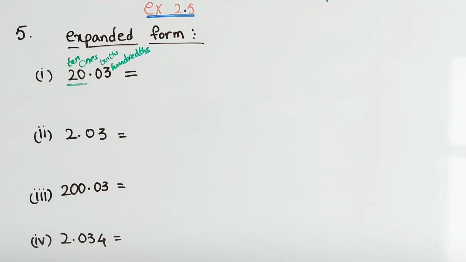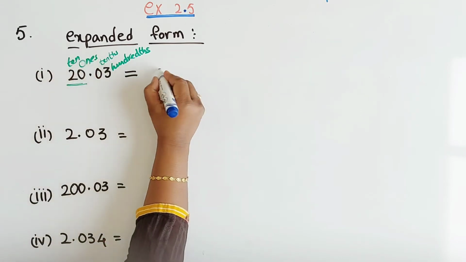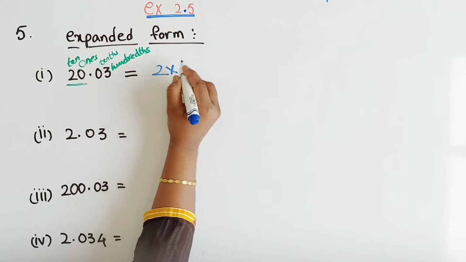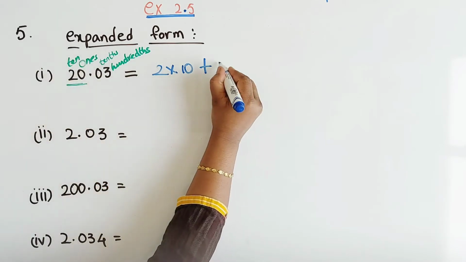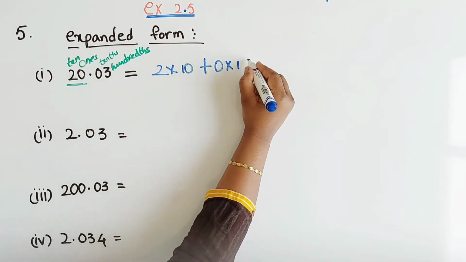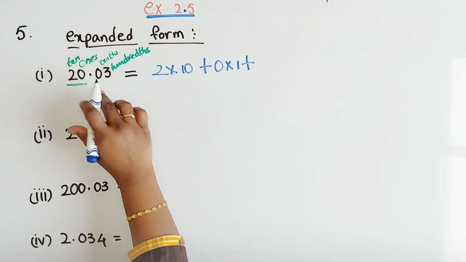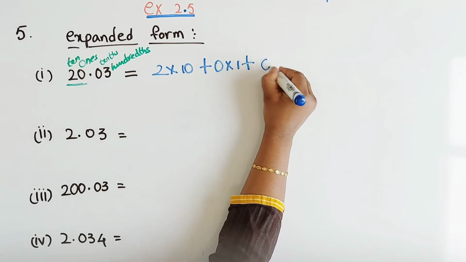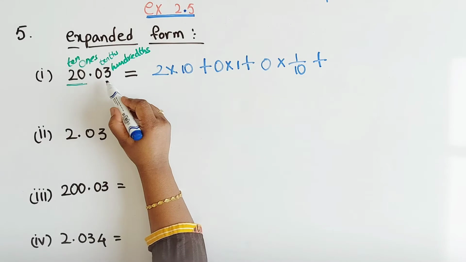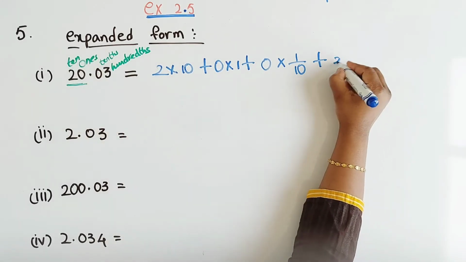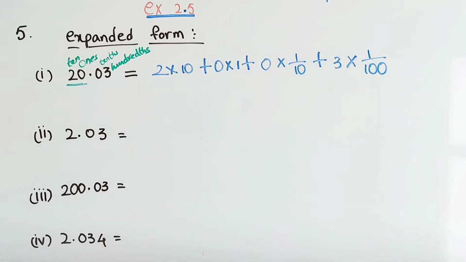Now we will write the answer, children. Here, 2 in tens place, that means 2 into 10, plus next 0 in ones place, 0 into 1, plus next 0 in tenths place. Tenths means 1 by 10, children. 0 into 1 by 10. Plus next number in hundredths place, that means 3 hundredths means 1 by 100, children. This is the expanded form.